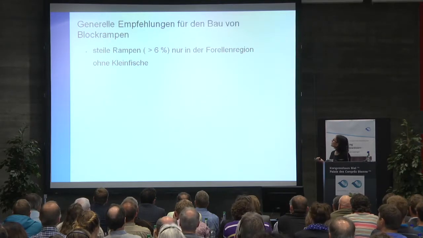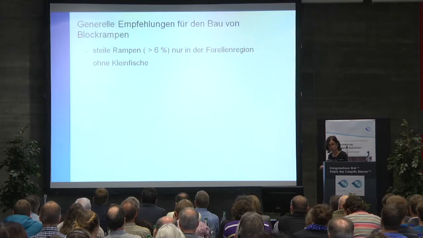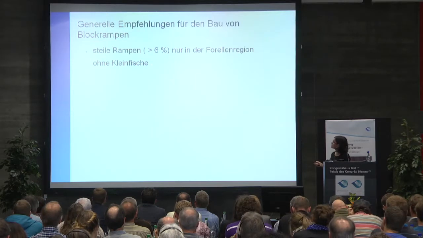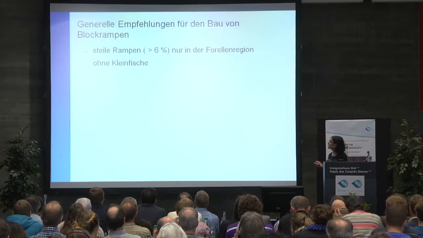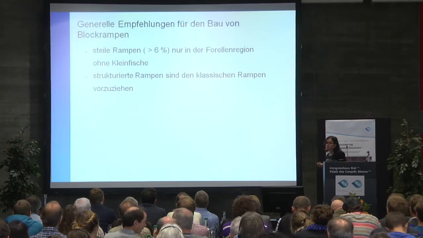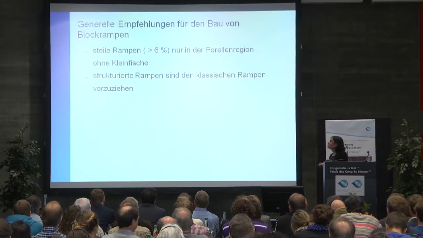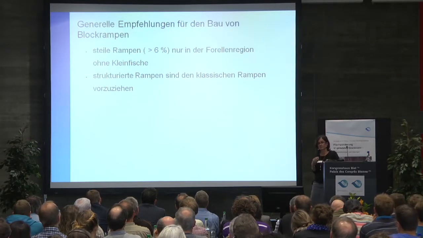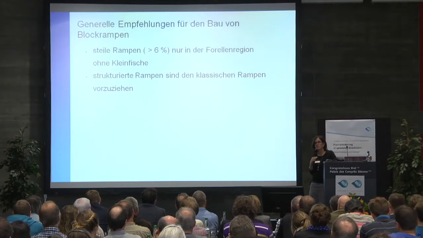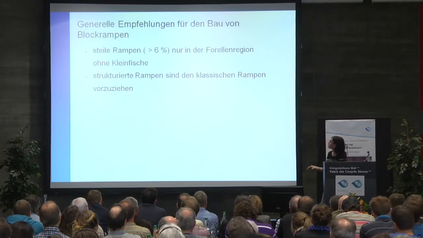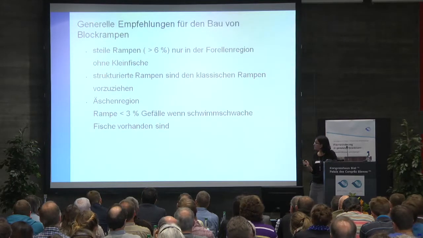From the field tests and the experience of Armin Peter's group, we can make a general recommendation with respect to the possibility for fish. Steep ramps, more than 6%, only in trout regions without any small fish. Structured ramps must be preferred vis-à-vis classical ramps. First of all, they are usually quite steep, so the flow rate is very high. And with these block carpets or rock carpets, they are quite homogeneous in comparison to unstructured rock ramps.